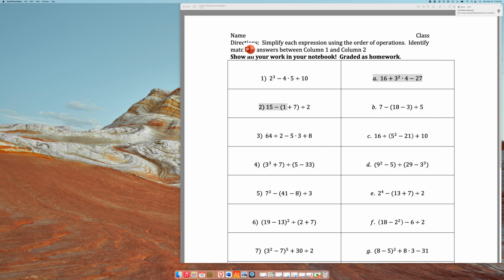If you look at the next line, we have subtraction and division. What comes first? Is it subtraction and division? No. This division comes first. So 7 minus, and 15 divided by 5 is 3. And 7 minus 3 is 4. And I think we just found our first match, B and number 6.